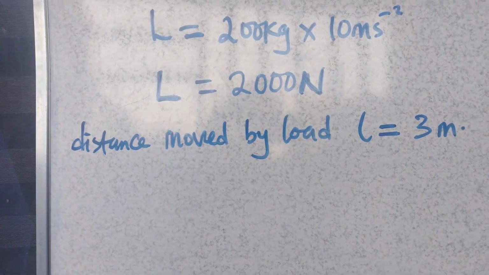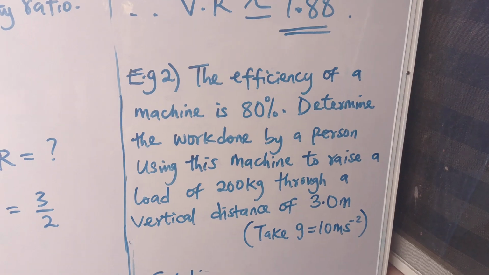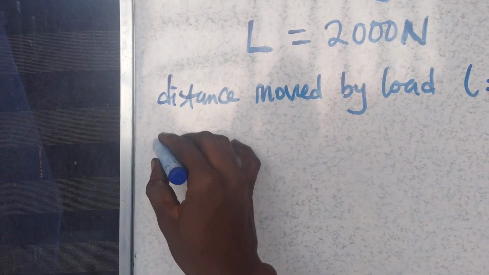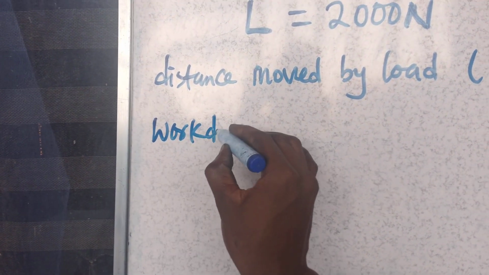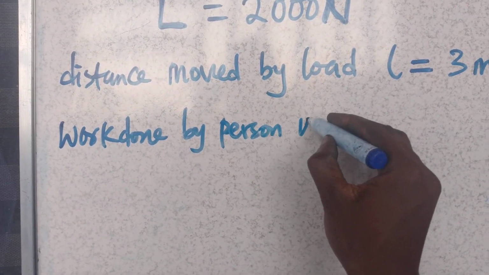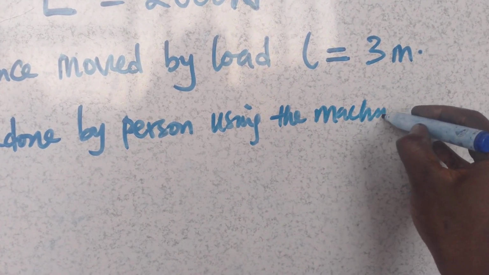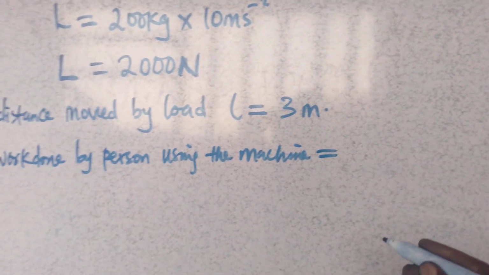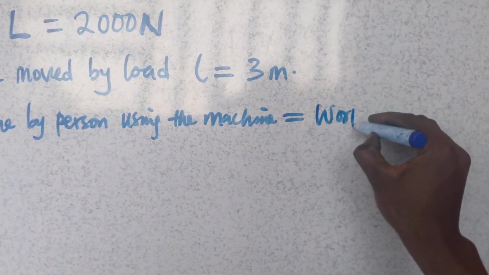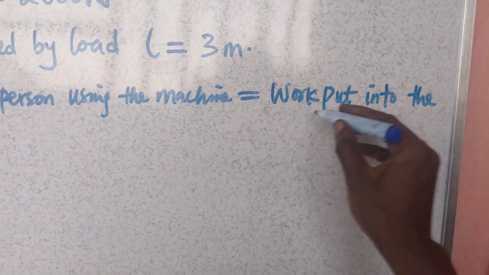Now they said we should determine the work done by a person using this machine. So the work done by a person using the machine is equivalent to the work put into the machine.